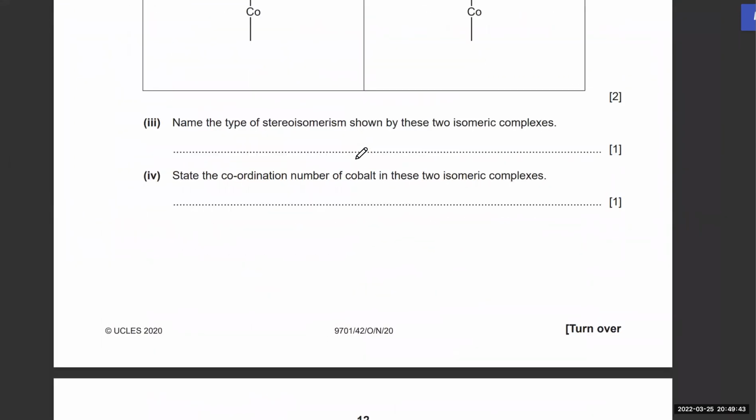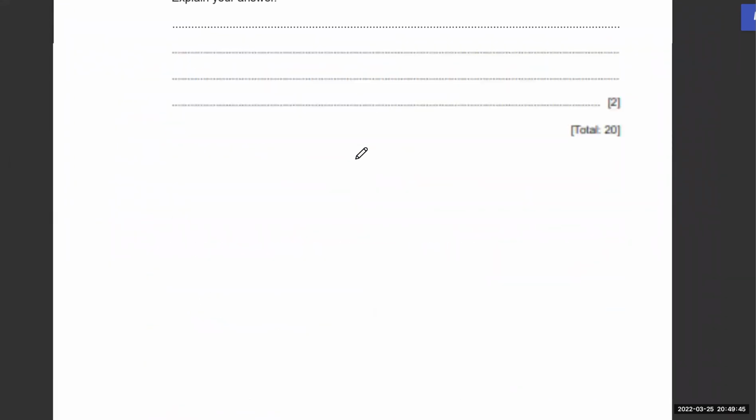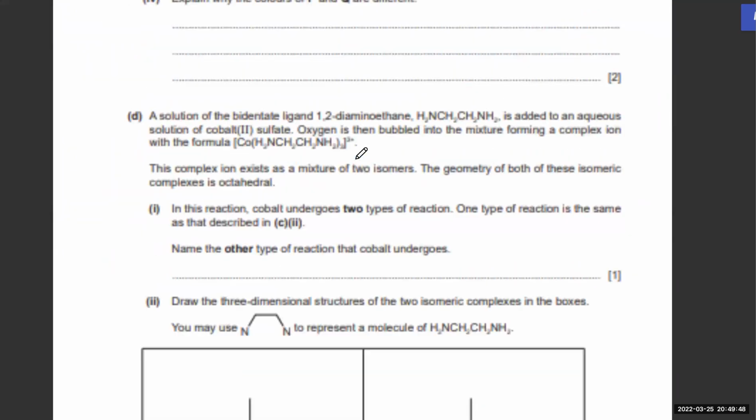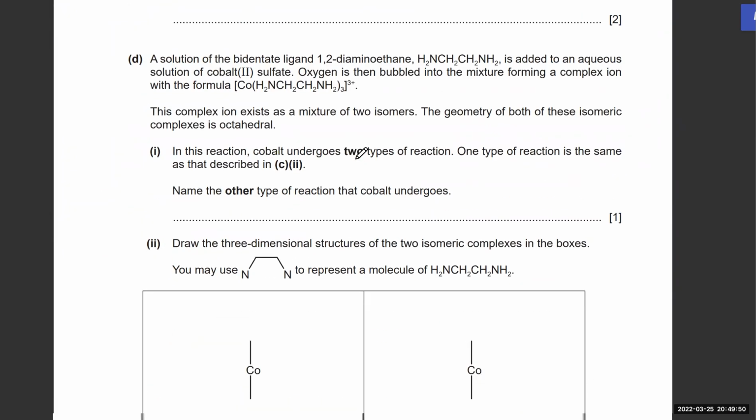So how much is left? So that's a big question. So we can try and do the other one.